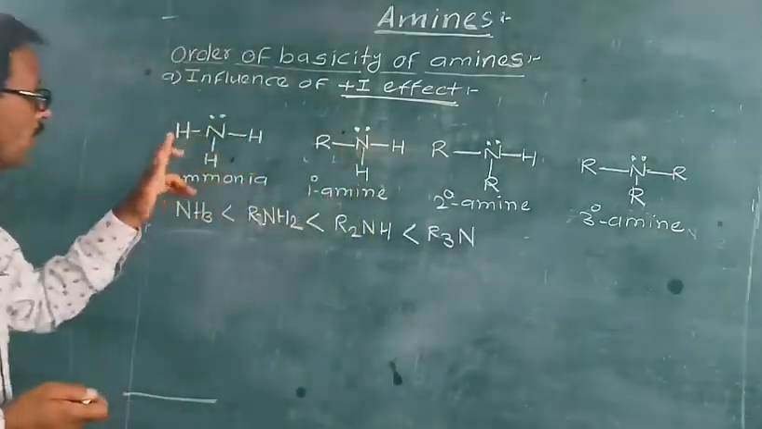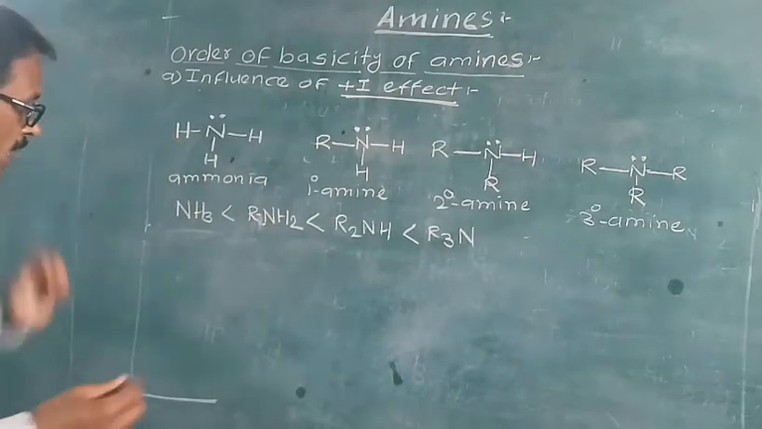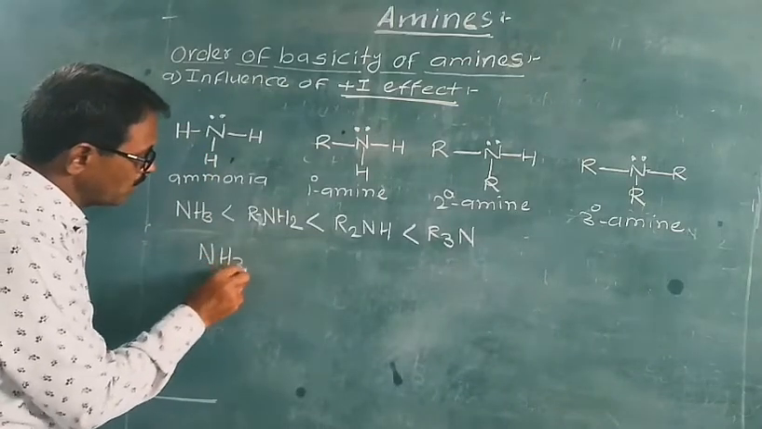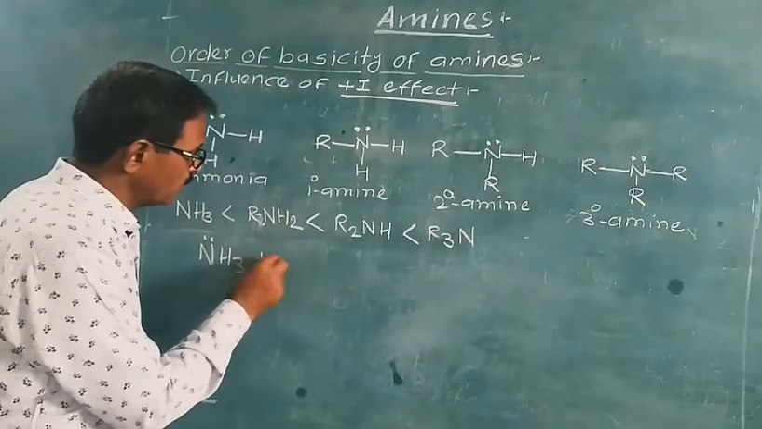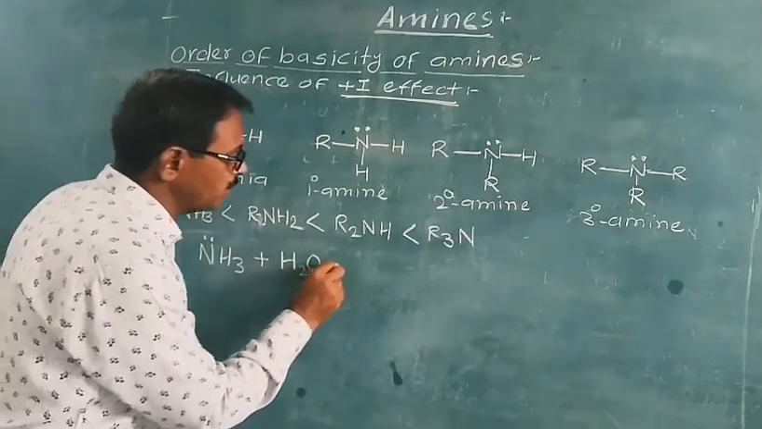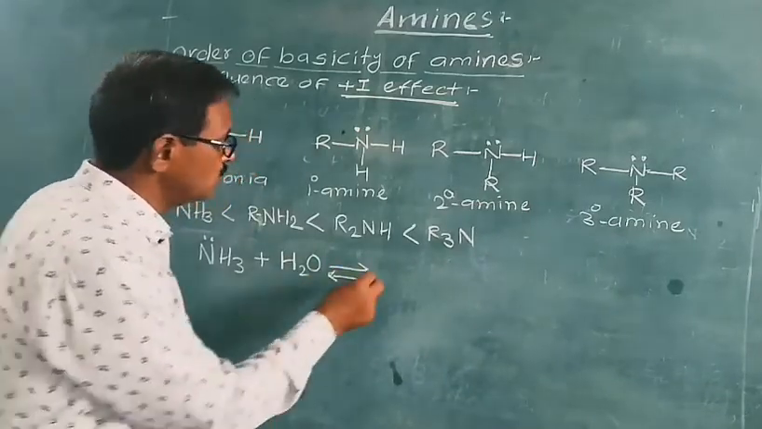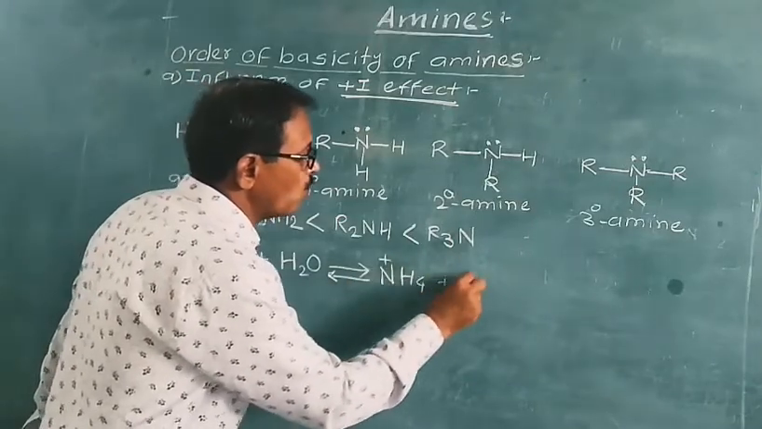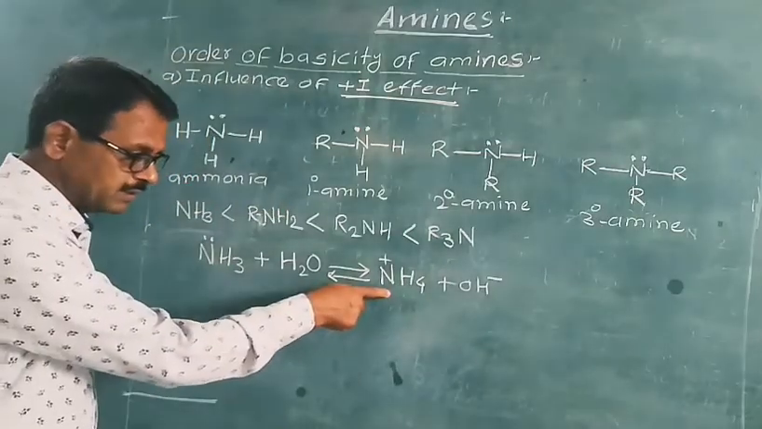Now we will see here. Suppose this NH3 molecule contains a lone pair of electrons. It donates this lone pair of electrons to H plus, or it reacts with water in aqueous medium, and it is a reversible reaction, and it gives NH4 plus and OH minus. This is the conjugate acid.